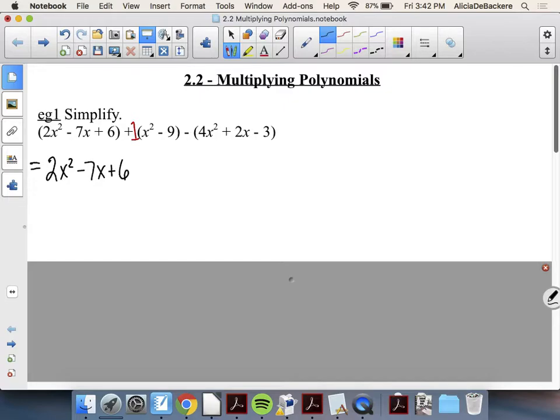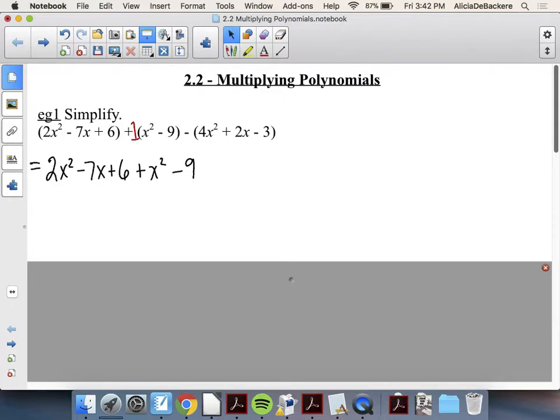So I've got 1 times x squared and I get positive x squared. I have to always remember if it's positive or negative. And then I get 1 times negative 9 and that's a negative 9. And then moving into the next bracket, there's a negative sign in front, but that's the same as having a negative 1 multiplier. So I'm going to multiply everything in the second bracket by negative 1.